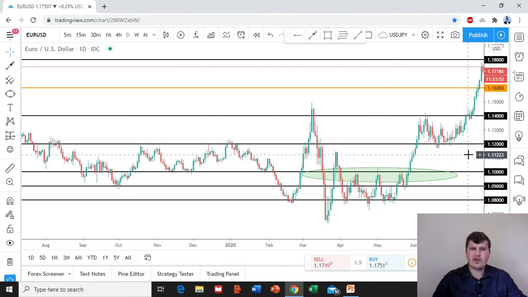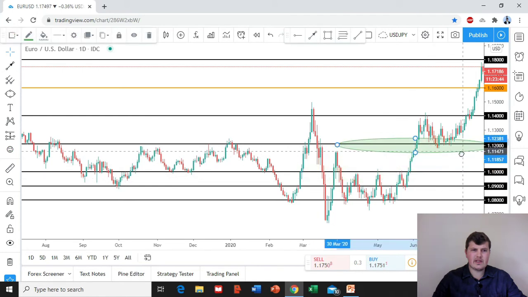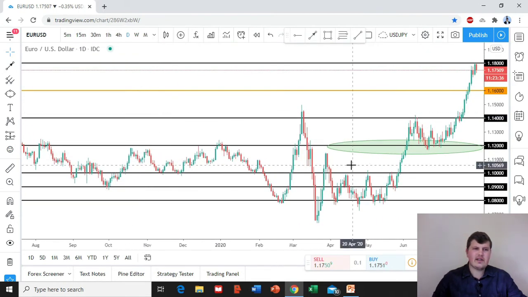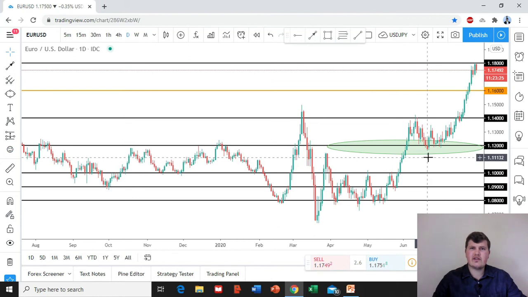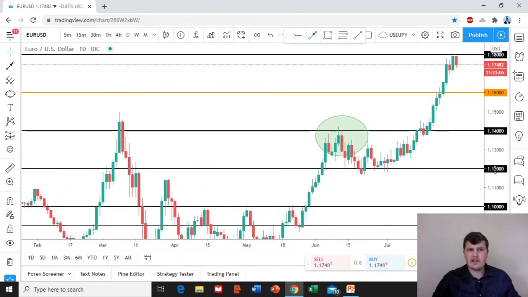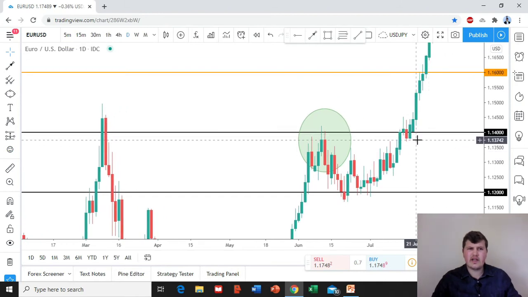Another one would be the 1.12, tested and held recently over here, as you can see, and also over here and over here. This is also a really strong psychological level, and I'm not going to draw every one of these increments, but I think you get the idea that the key rounded numbers would give you some sort of reaction in price at these specific levels. At the 1.14 over here, we also had a reaction. Price tested it and made a move lower, tested it again, and made some small reaction at this specific level, and then the market just rallied through.